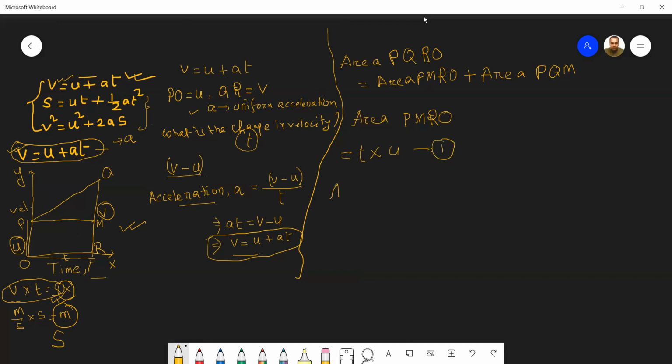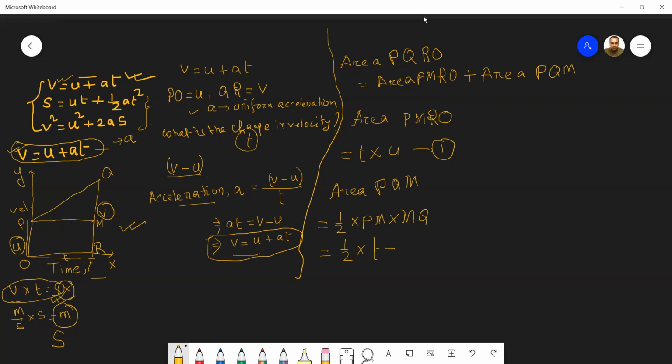So what is the area of the triangle PQM? Triangle area calculation is very easy. Half base multiplied by height. Base is PM, and height here is MQ. So half, keep it as it is. PM, what is PM again? PM equal to T, because PM equal to OR and each one is equal to T.